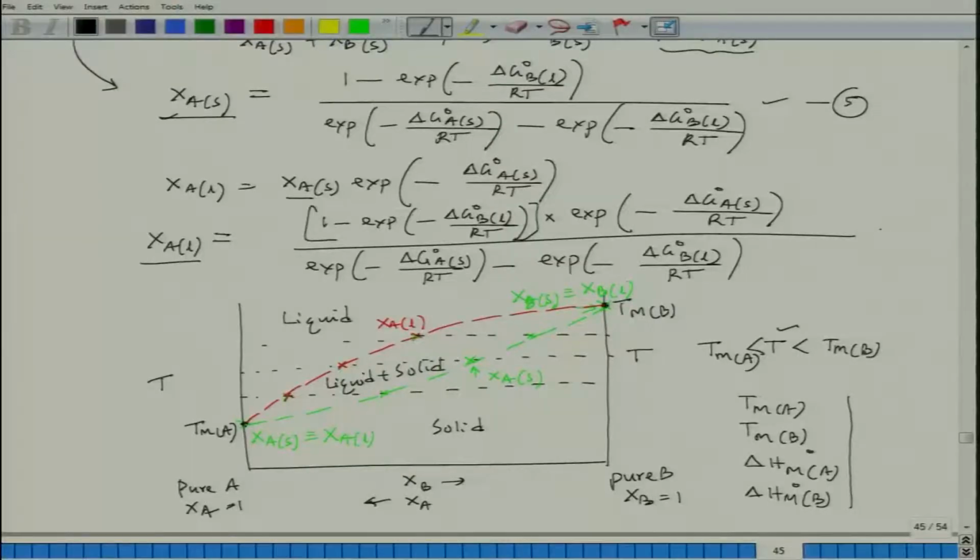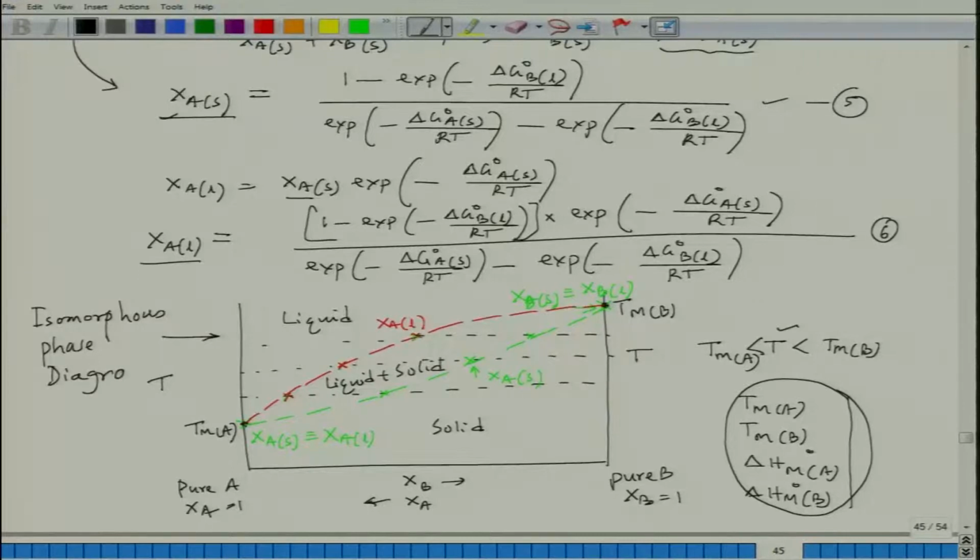For example, let us put this as composition equation 6. So with equations 5 and 6, we are actually using these 4 basic data and getting the entire phase diagram, and this phase diagram we call isomorphous. Isomorphous phase diagram.